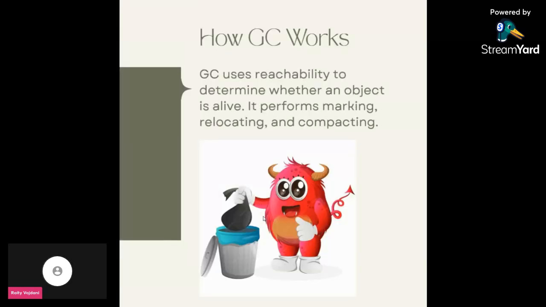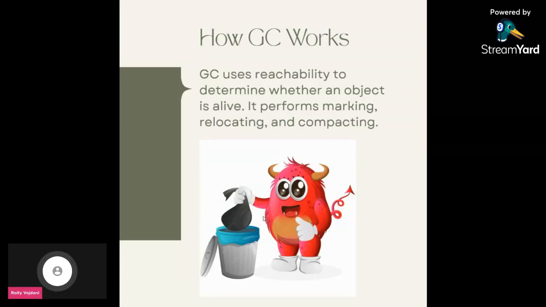Okay, now let's see how the garbage collector actually works. The process can be broken into three simple steps. The first step is mark, and it identifies which objects are still in use. The second step is sweep. It removes objects that are no longer in use. And the last step is compact, which moves remaining objects to avoid fragmentation.